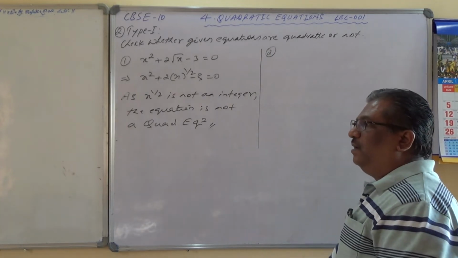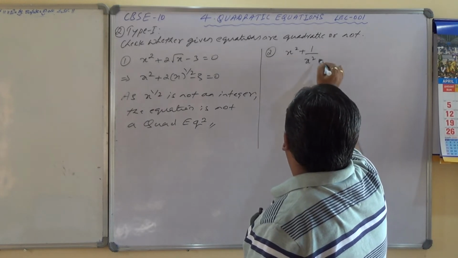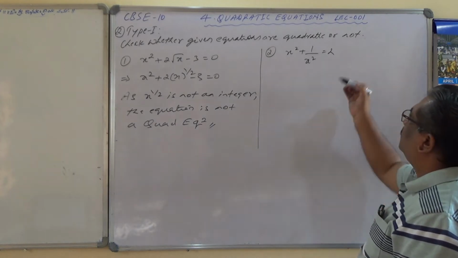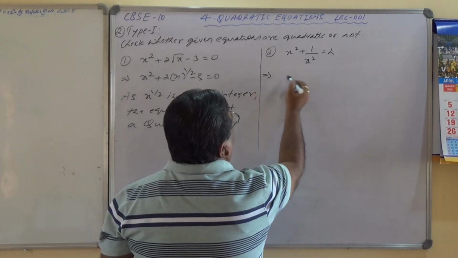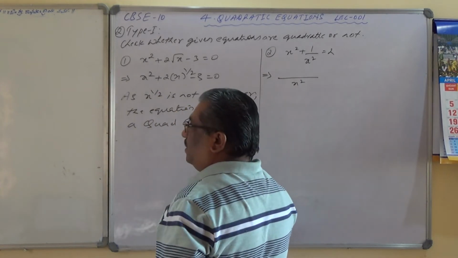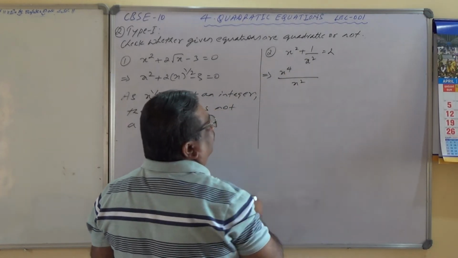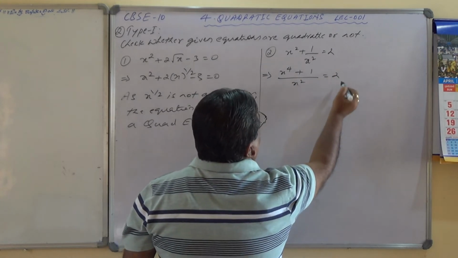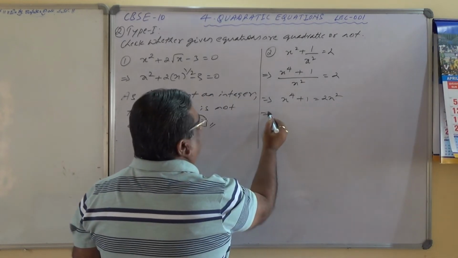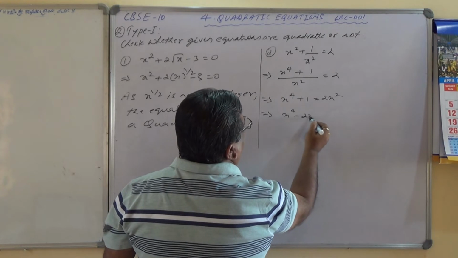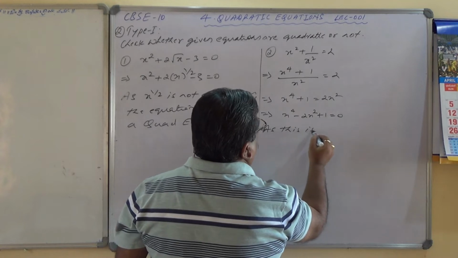Let me take something interesting. x square plus 1 by x square equals 2. How to solve this one? Now, take the LCM over here. This implies x square into x square, and this is 1, so x to the power 4 plus 1 equals 2. This implies x to the power 4 plus 1 equals 2x square. This implies x to the power 4 minus 2x square plus 1 equals 0.